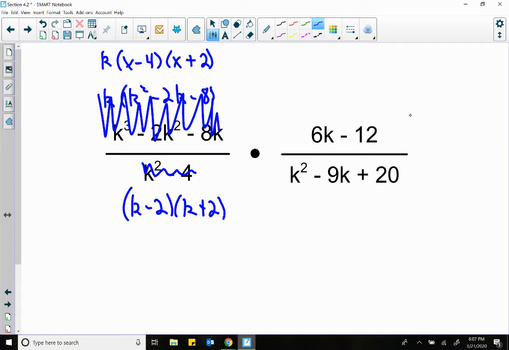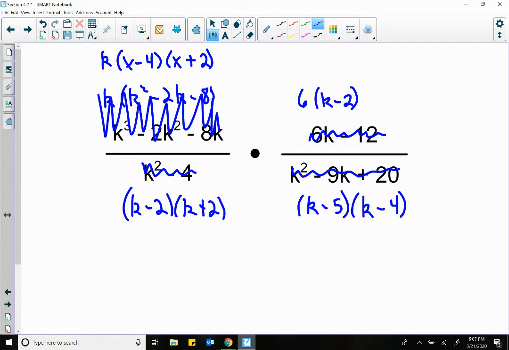Over here, the 6k minus 12, that's going to factor. All we've got to do is pull out a GCF because 6 can divide both of those numbers. So you get a 6, and that will give you k minus 2. And then over here, this guy is going to factor, and this will factor to k minus 5 and k minus 4. Now that everything is factored, start canceling what is in common from top to bottom.